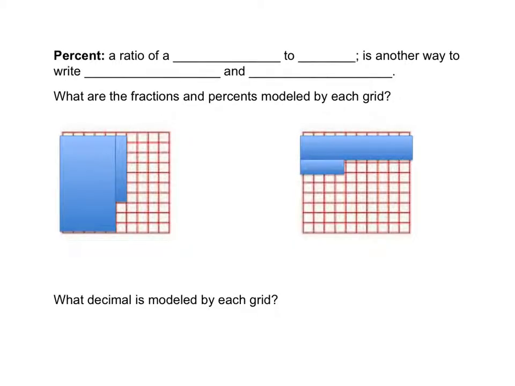So what is a percent exactly? A percent is a ratio of a number to 100. And it is another way to write fractions and decimals.